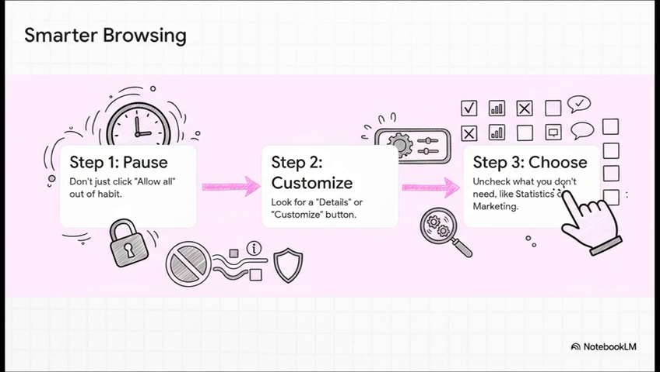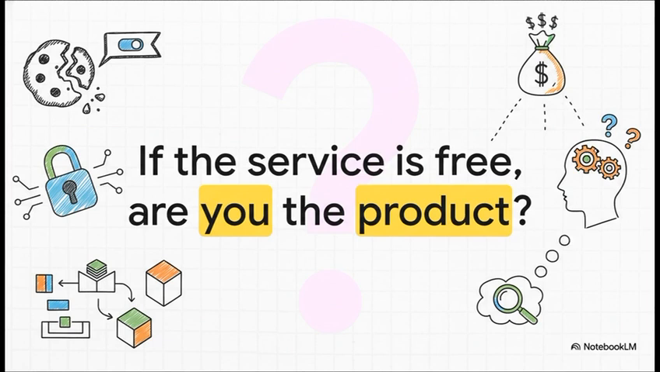Second, look for a button that says Customize or Details or Manage. And third, just uncheck the boxes for the stuff you don't want, like statistics or marketing. You can allow what's necessary and say no to the rest. The whole thing takes maybe 5 seconds, and it puts you right back in the driver's seat. So the next time one of those cookie banners pops up, you'll know exactly what's going on. And it really all comes back to that classic nagging question of our digital age. If the service is free, is it because you and your data are the product being sold? Definitely something to think about.